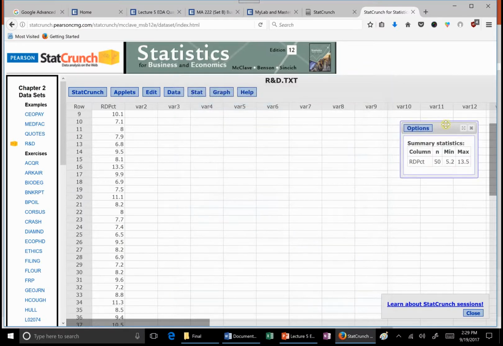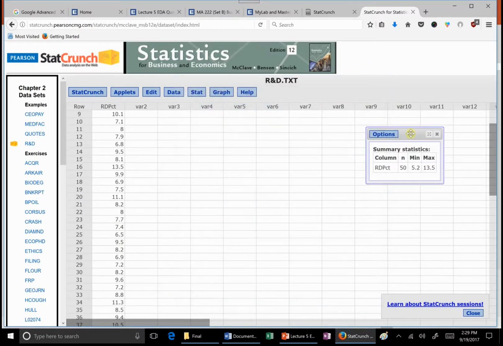So what do you think about those numbers? It says I have 50 data values. The minimum is 5.2, the maximum is 13.5. Is there anything strange about those numbers, do you think? They look reasonable. It's saying the smallest was 5% on R&D, the highest is 13.5. If I had seen something like 95 or 60%, then I'd have to worry, is that an invalid value or is that an outlier?